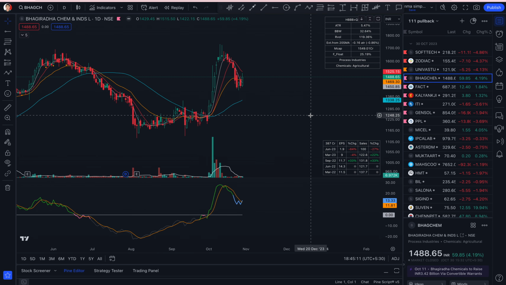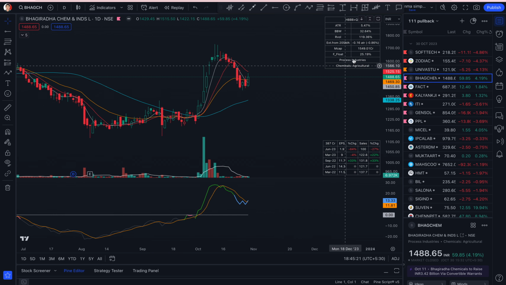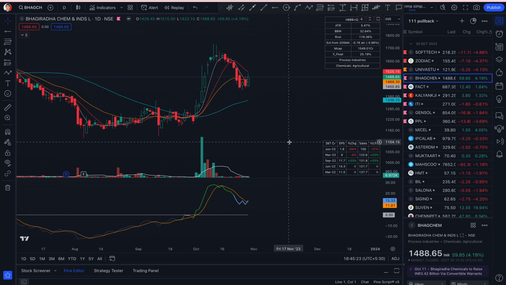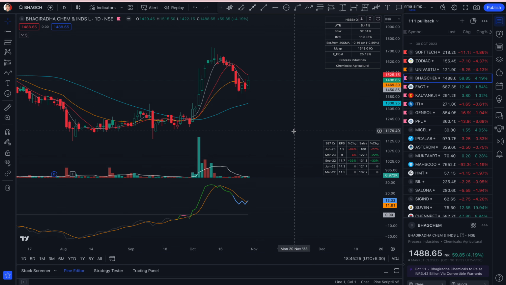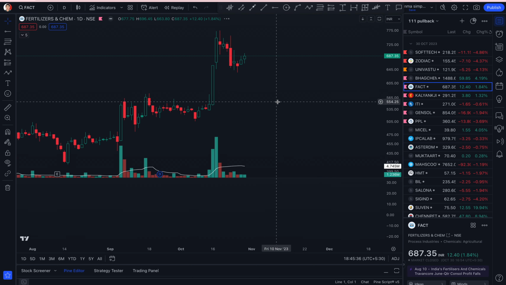Okay, Bhagirada Chemical, and you see there's a previous uptrend, then the correction, but on very low volume. Also the float is pretty small. The way to trade this would be to wait for it to break out of this candle tomorrow, or whenever.